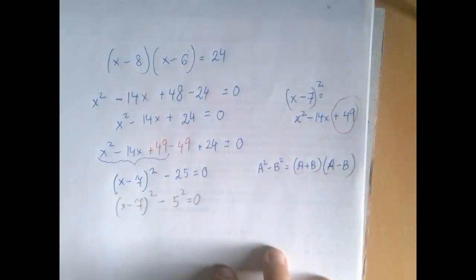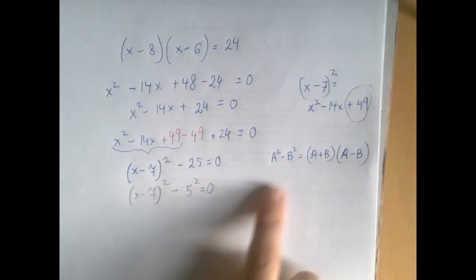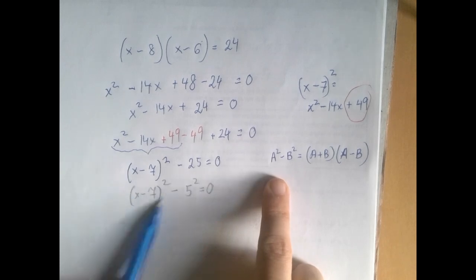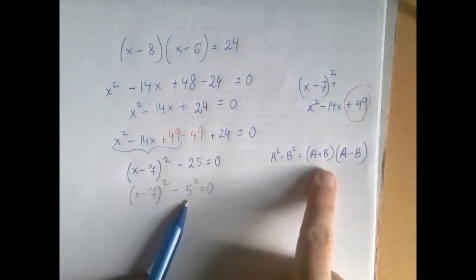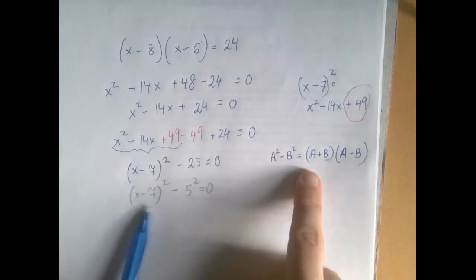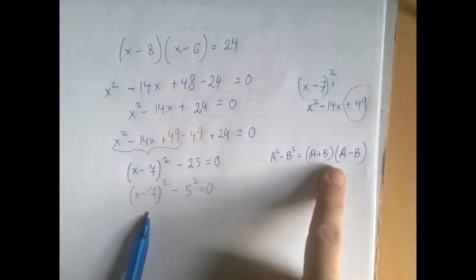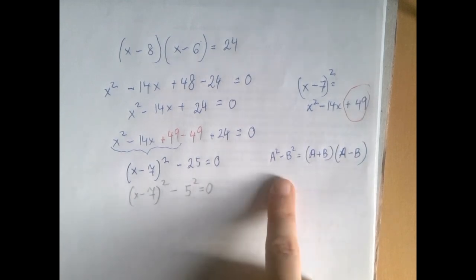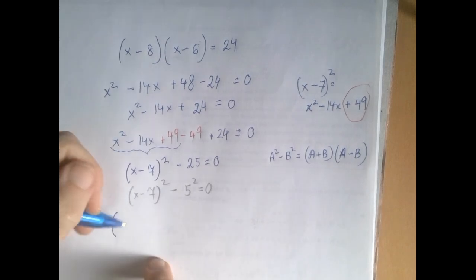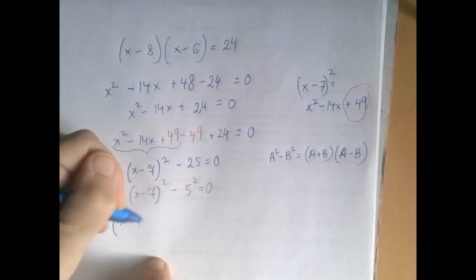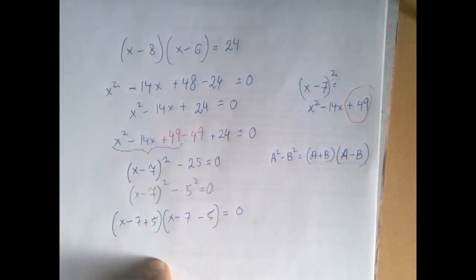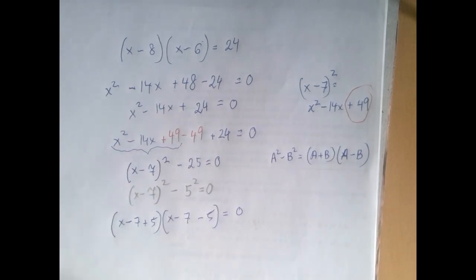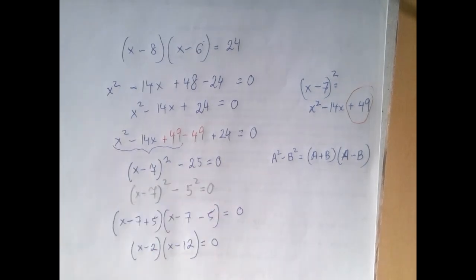So in the difference of squares theorem, if A is played by x minus 7 and B is played by 5, we have x minus 7 plus 5, x minus 7 minus 5 for the two factors. So this expression will factor into x minus 7 plus 5, x minus 7 minus 5. And now we're just going to combine like terms to clean up the factors. We have x minus 2 and x minus 12.